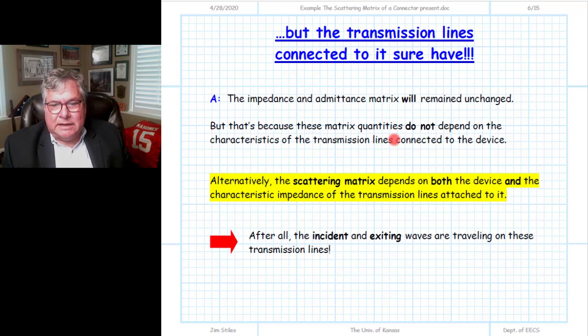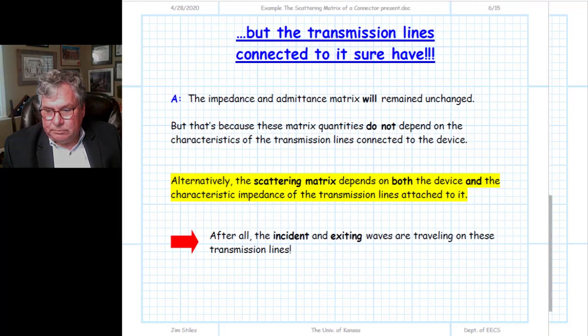So, as I've said before, the scattering matrix depends both on the device and the characteristic impedance of the transmission lines attached to it. Remember, we're trying to determine the incident and exiting waves along those transmission lines. So if we alter them, then we will get different values of those waves, and thus different values of scattering parameters.